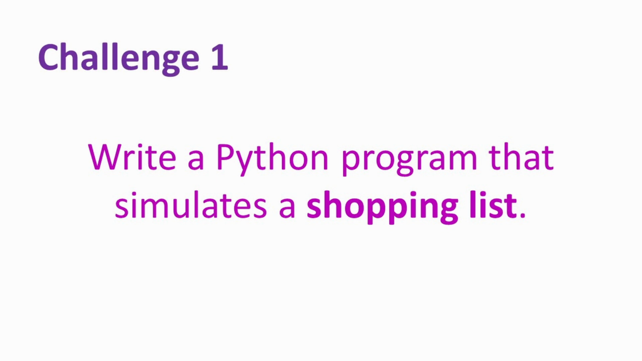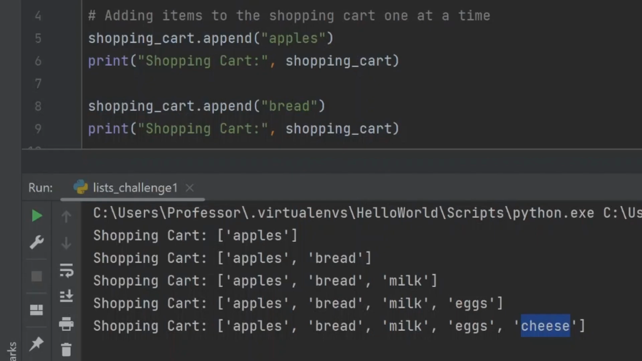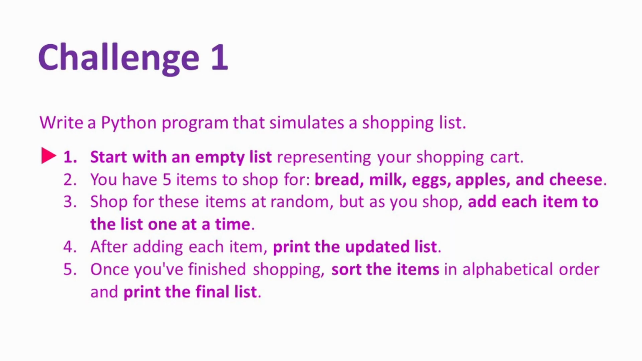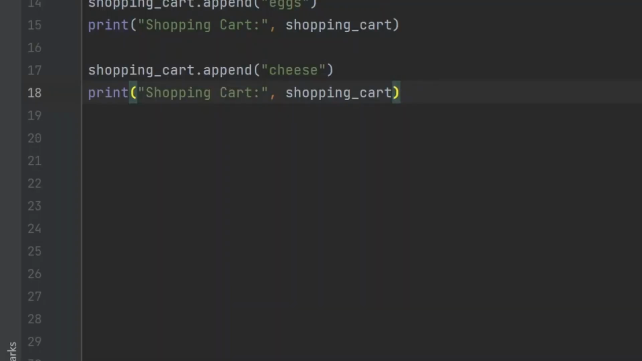Let's go back to our question. It says, write a Python program that simulates a shopping list. We've done that. Start with an empty list that represents your shopping cart. We've done that. You have 5 items to shop for. Shop for these items at random. But as you shop, add each item to the list one at a time. After adding each item, print the updated list. We've done that. Once you finish shopping, sort the items in alphabetical order and print the final list. So that is what we are left to do.